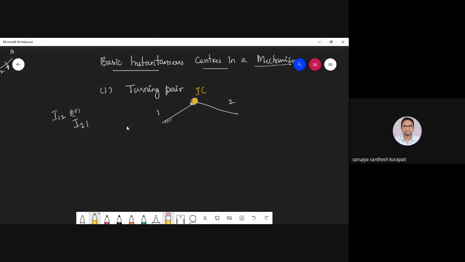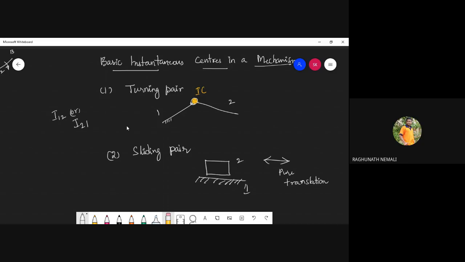So second, I'll take an example of a sliding pair. So this is my sliding pair. So sliding pair, what is the motion? So here I am taking an example of slider. So it is going to slide with respect to this particular surface. This is link 1 and this is link 2. So it has only one motion, yes or no? It can only reciprocate. It is having pure translation. So now just tell me one thing, where my IC is going to lie? Along the surface line.